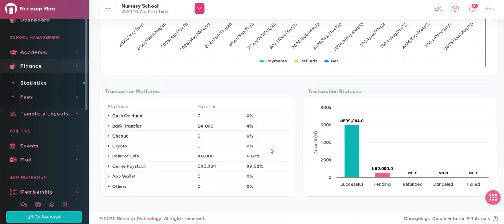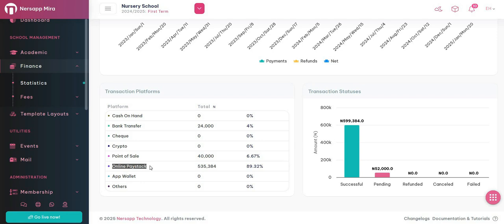Below it, you'd see the transaction platforms that were used for making payments, in this case for all forms of transactions. As you can see, so far we have these different forms of payment. Most of them are offline. The only online one you see here is the online Paystack.